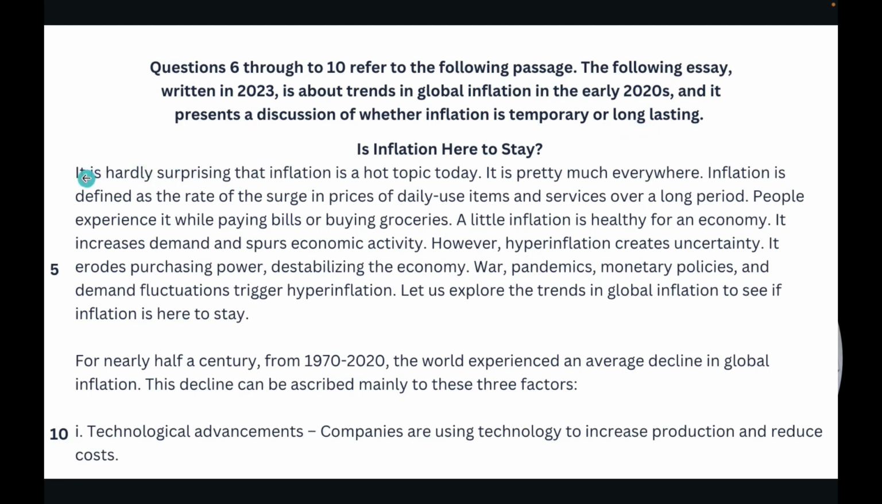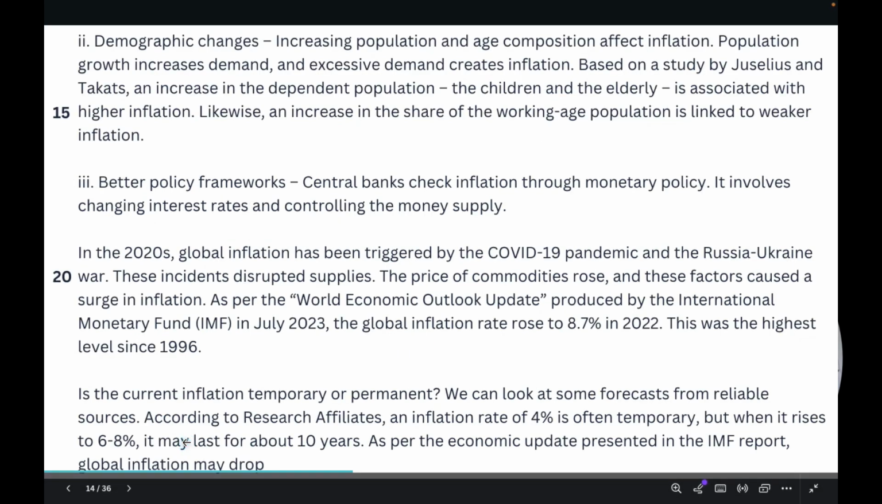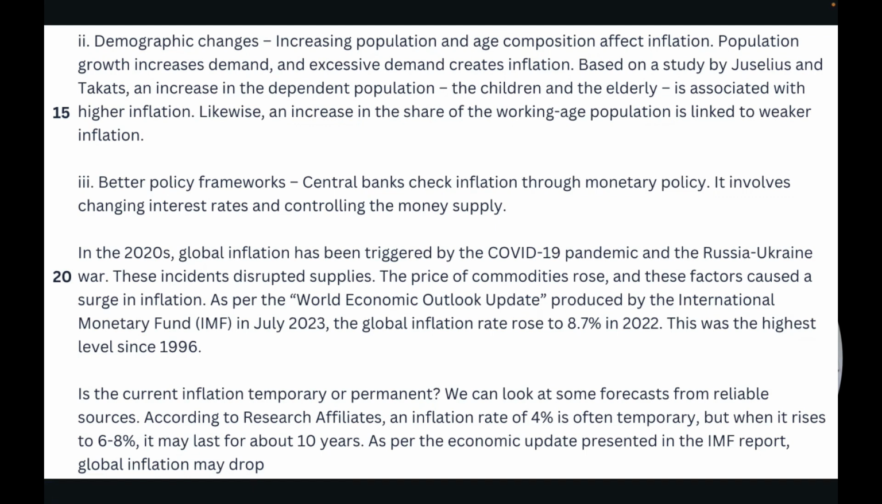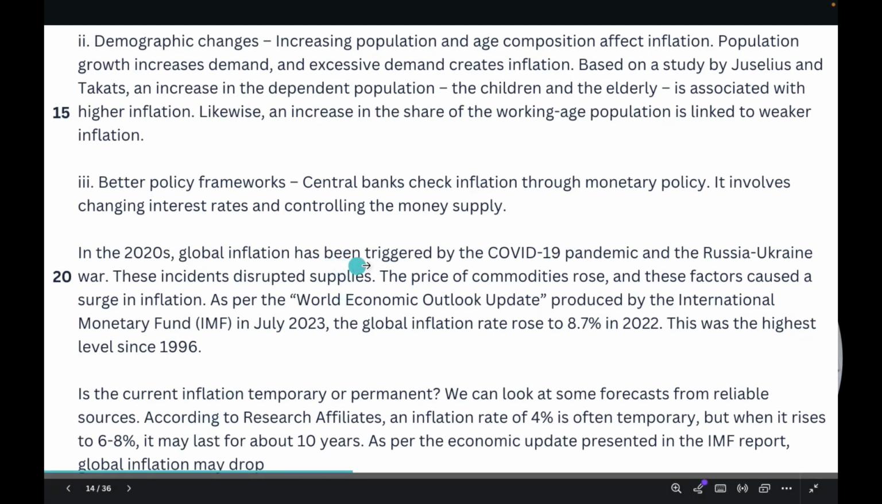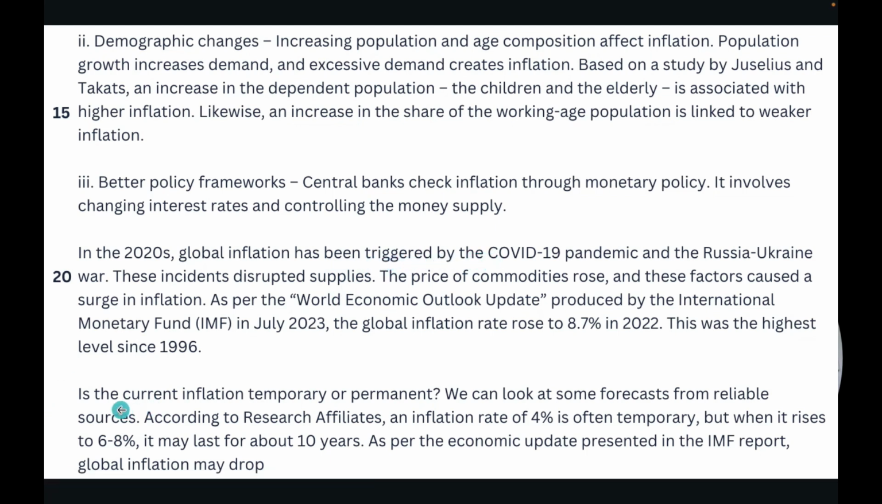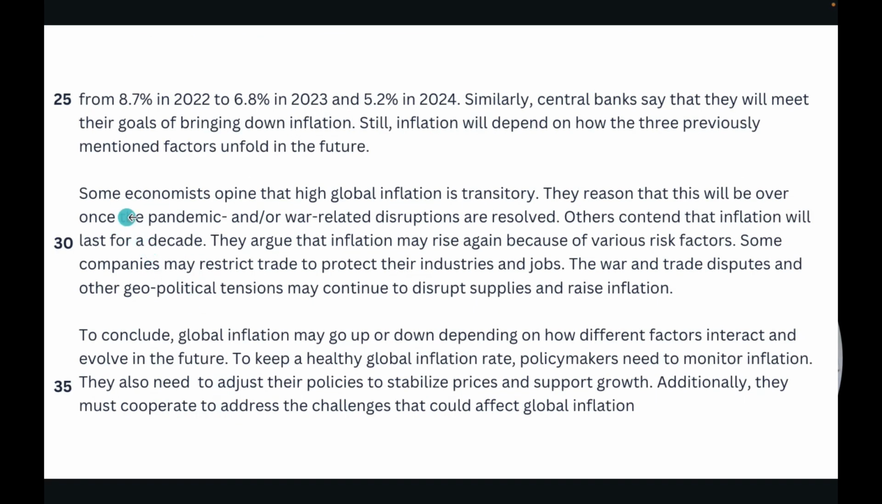So now I'm going to read the first little bit of each paragraph, maybe the first half a line. It is hardly surprising that inflation is a hot topic today. Now down to here. For nearly a century, from 1970 through 2020, demographic changes, better policy frameworks. In the 2020s, global inflation has been triggered by COVID-19. Is the current inflation temporary or permanent? Some economists opine that the high global inflation is transitory. To conclude, global inflation may go up or down.